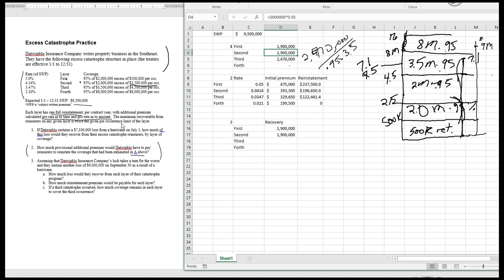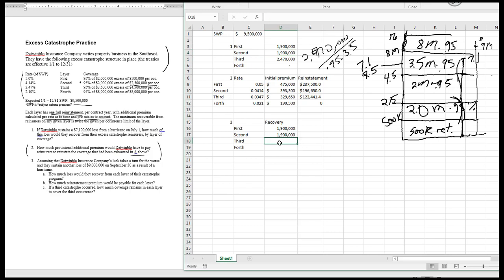Because it says the maximum recoverable from any reinsurers on a given layer is twice the given per occurrence limit, we've now used up twice the per occurrence limit, and we have no more coverage on the first and second layer. We'll come back to that.